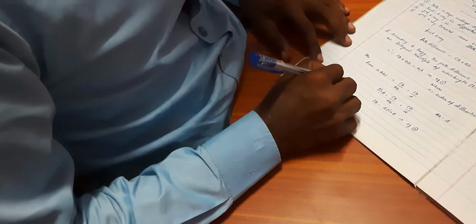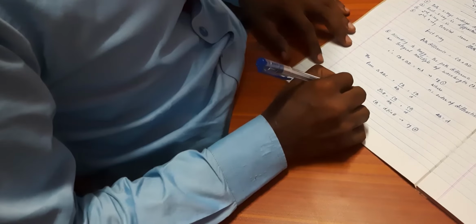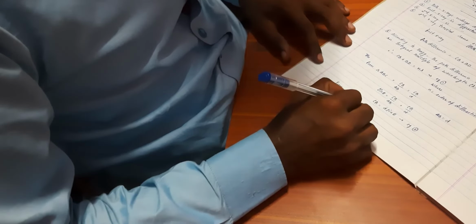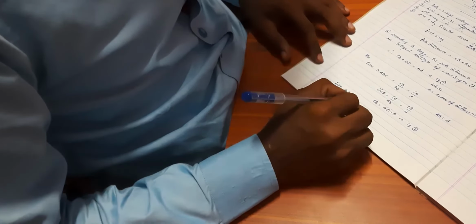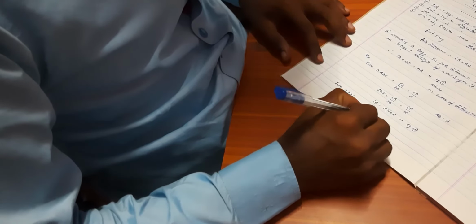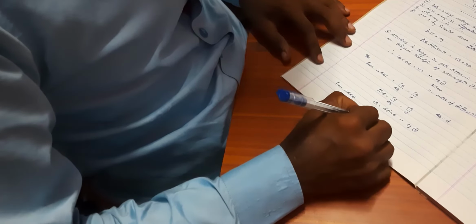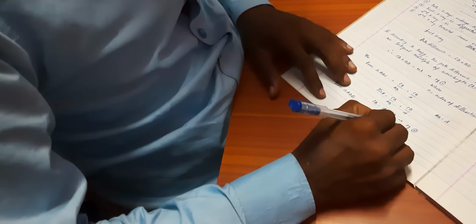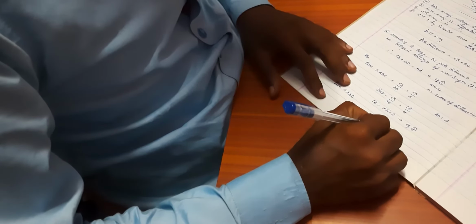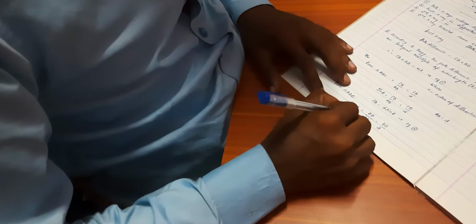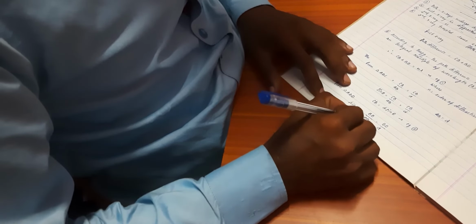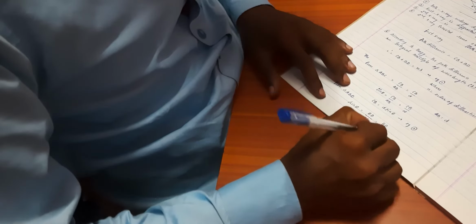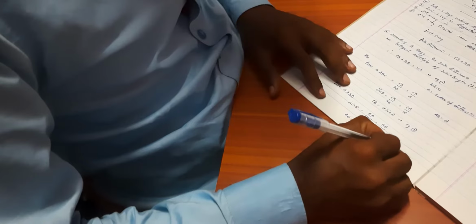Similarly, in triangle ABD, sin theta is equal to BD by AB. We already know AB is d. So BD is equal to d sin theta. This will be equation 3.